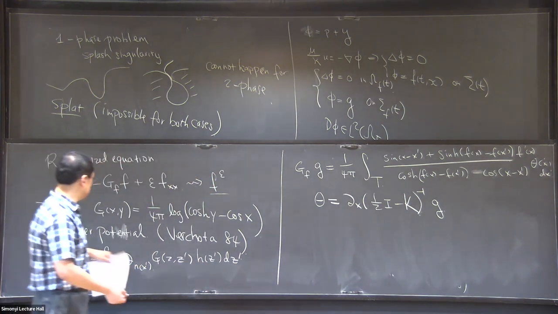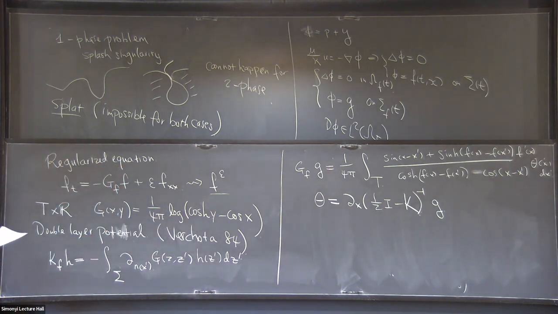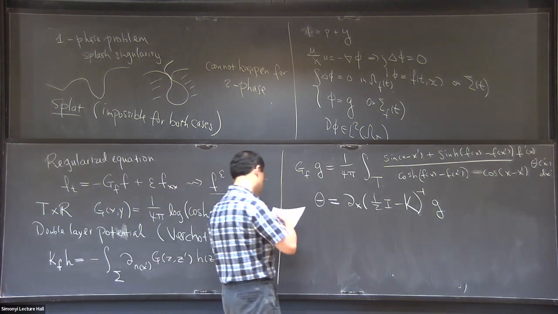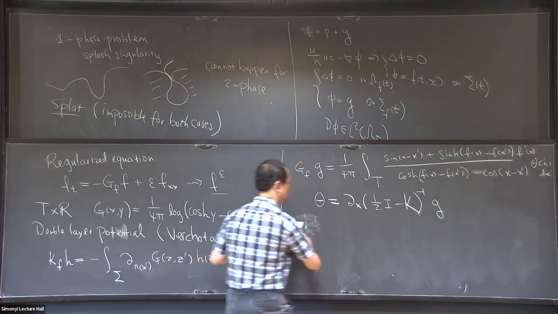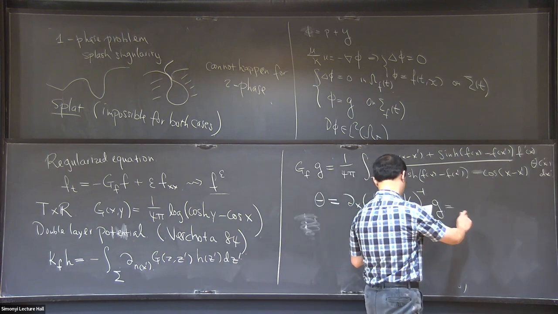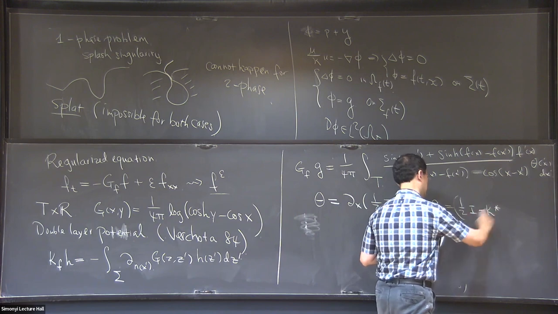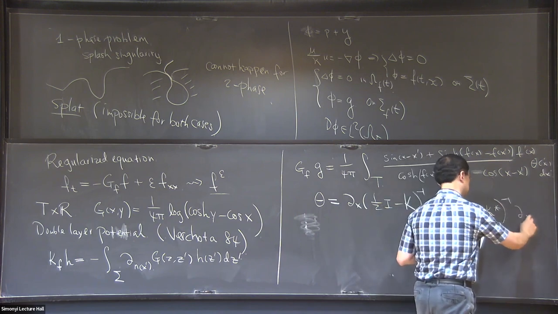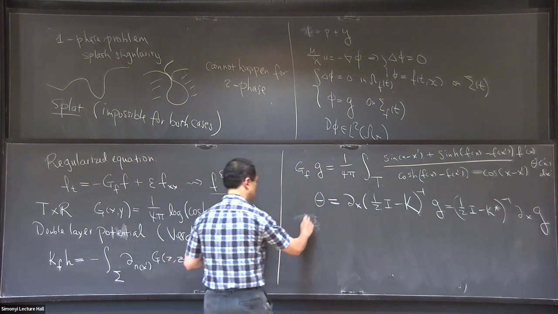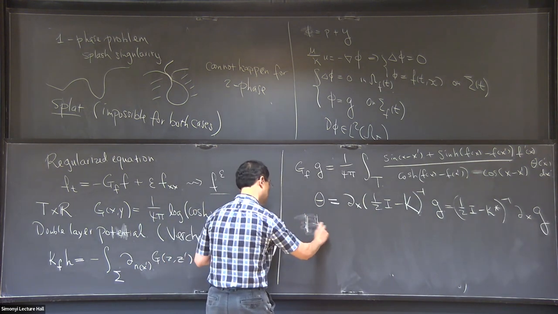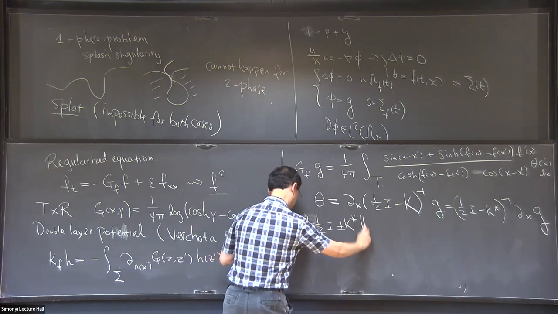And by using the result by Verchota, we can obtain quite precise and quantitative estimates. For example, we can estimate the, so by the way, this is also equal to one half I minus K star, inverse, partial x vector. So we can obtain the norm of the operator from L2 to L2.